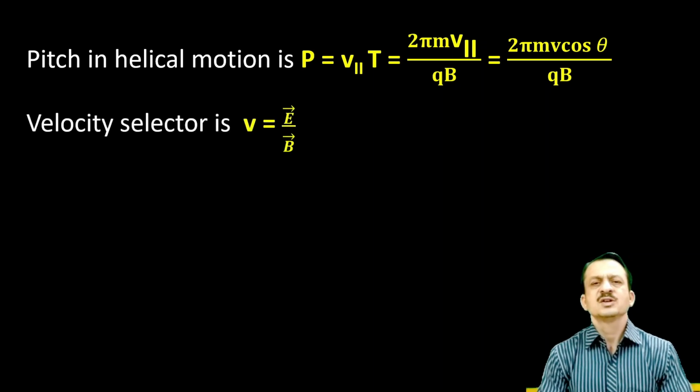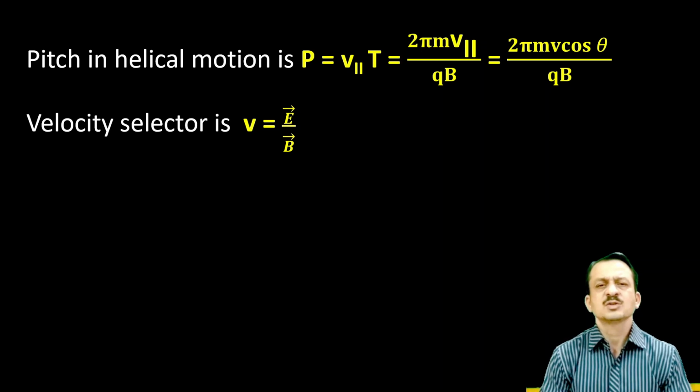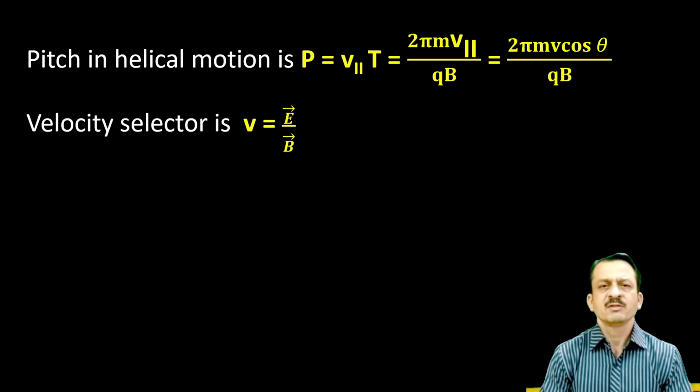And next one is the velocity selector. When a charged particle is moving in both an electric field vector and a magnetic field vector, which are mutually perpendicular to each other, then the velocity of the charged particle is decided by the magnitude of these two fields, that is velocity V is equal to electric field E divided by magnetic field B, their magnitudes.